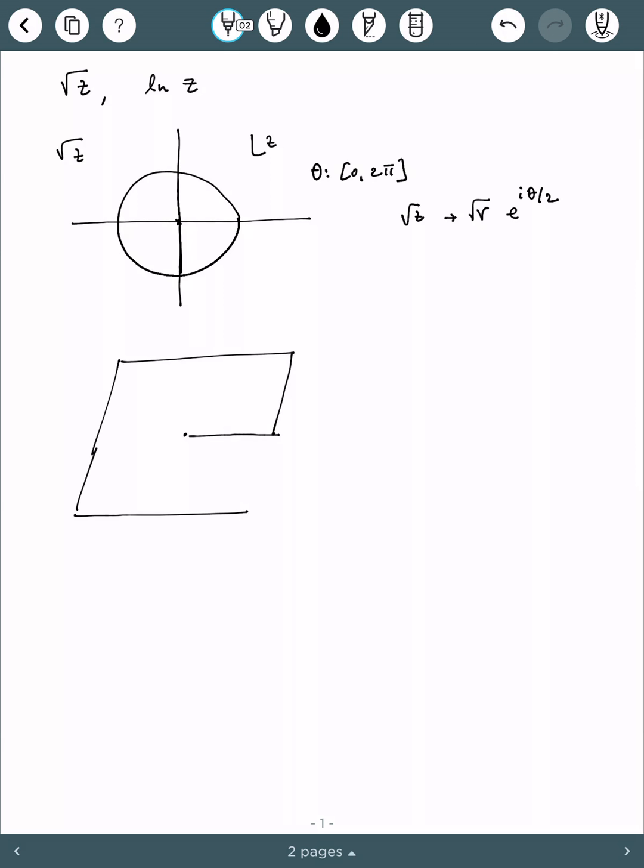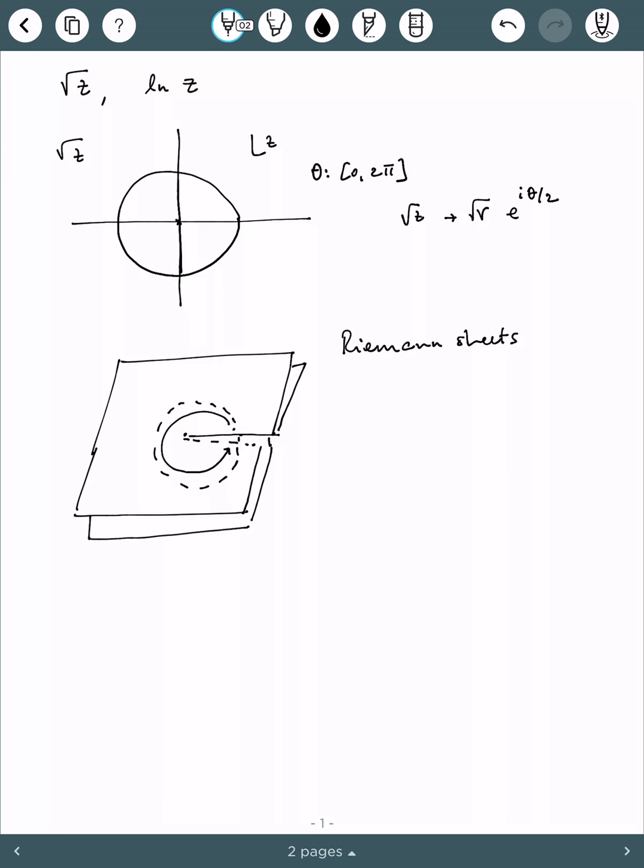such that when you go around once around the origin, you go from the first sheet to the second sheet, and going around the second time around the origin brings you back to the first sheet. Then such a sheeted structure, known as the Riemann surface, and here you have two Riemann sheets, makes this function single valued.